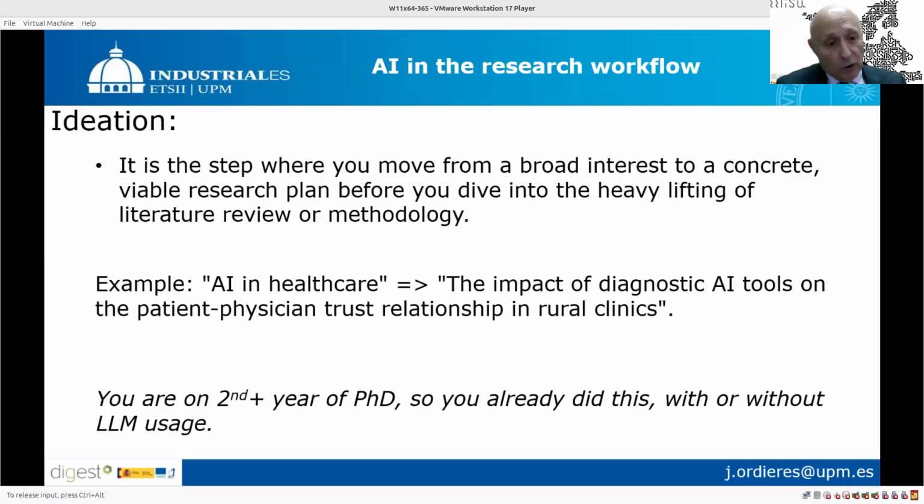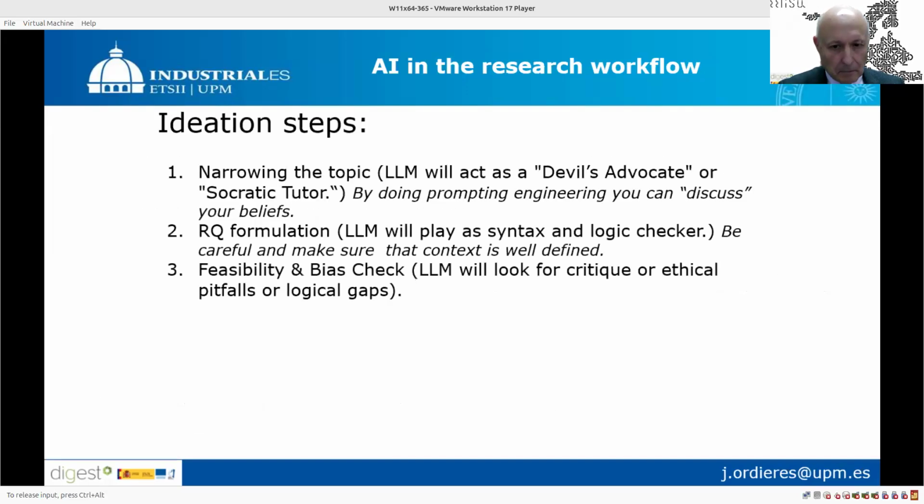Then, well, for sure, I know you are in the second year of your PhD, so you are past the ideation issue, so you are far away from that. But anyhow, I think it's good for context to run from the very beginning.